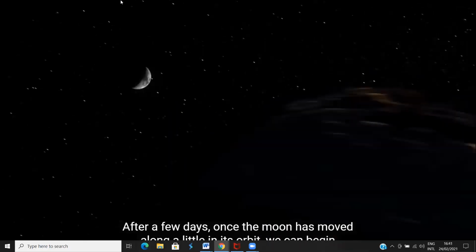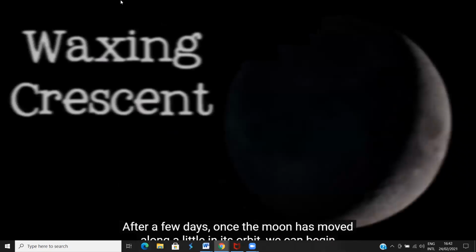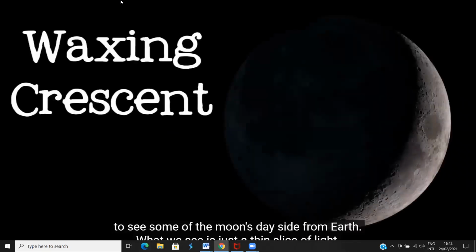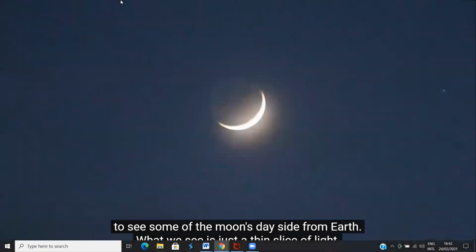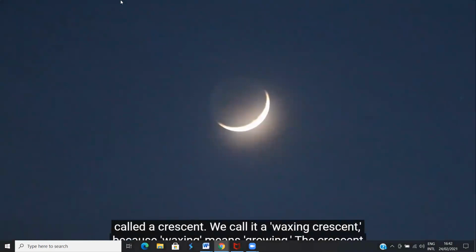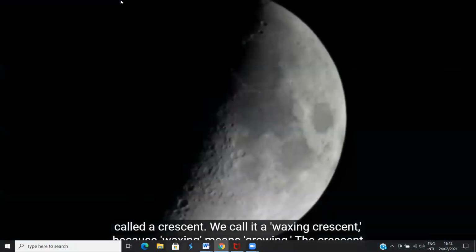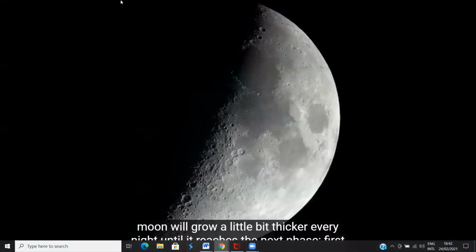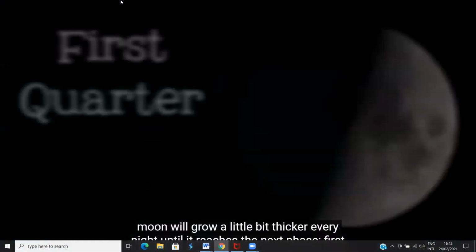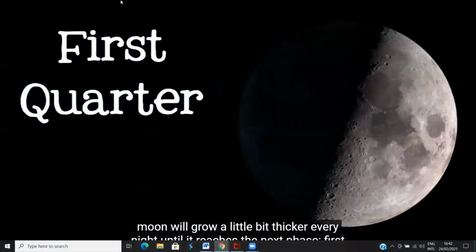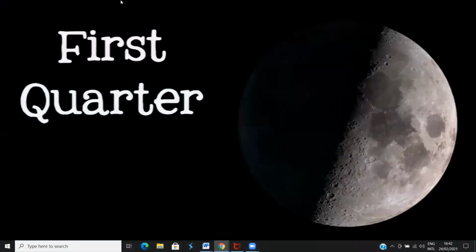After a few days, once the moon has moved along a little in its orbit, we can begin to see some of the moon's day side from Earth. What we see is just a thin slice of light called a crescent. We call it a waxing crescent because waxing means growing. The crescent moon will grow a little bit thicker every night until it reaches the next phase, first quarter.